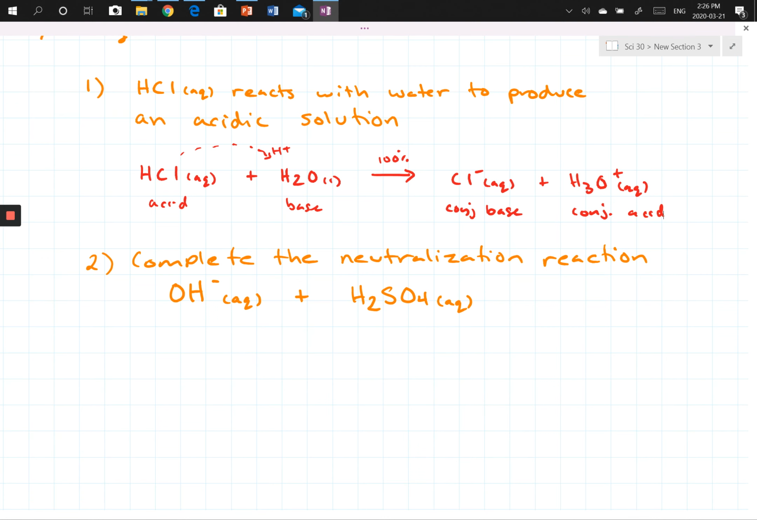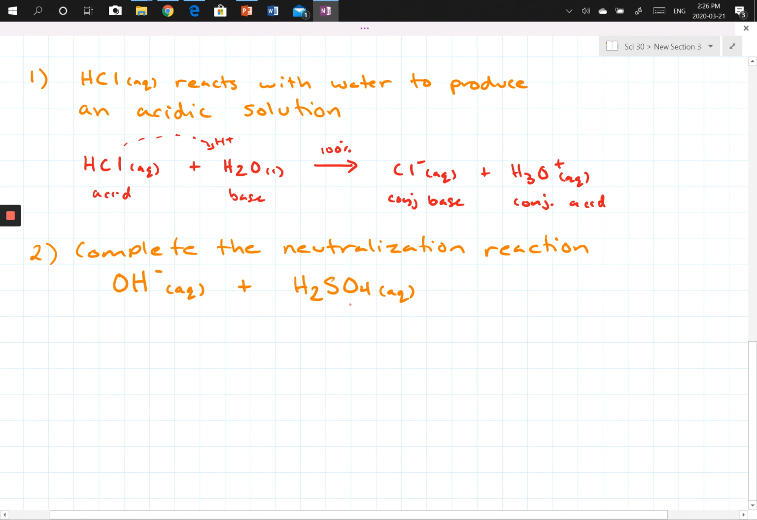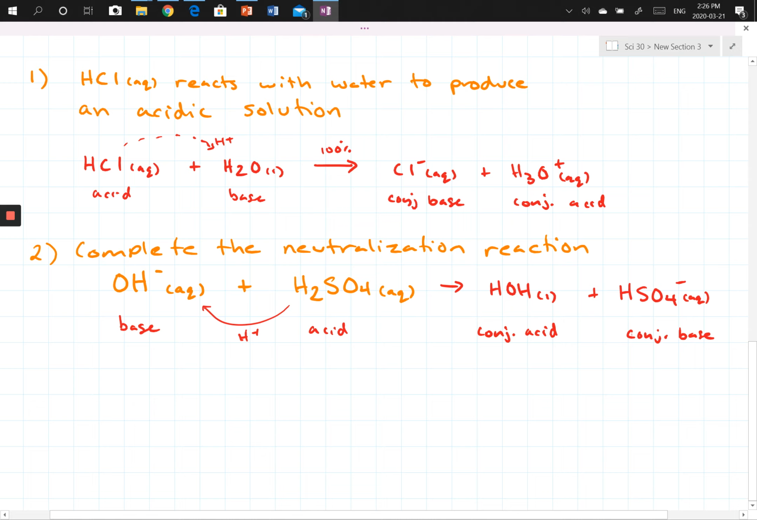Here's a neutralization. I want you guys to complete this. We got hydroxide here. We have sulfuric acid. These are both strong, so I'm going to put the single arrow here. This is your base. Hydroxide is always going to be a base. This is your acid, so we're going to get a hydrogen ion being donated by the acid to the base, and we're going to end up with HOH, which of course is water, and we're going to end up with HSO4 negative, okay, which is going to be our conjugate base, and this is going to be our conjugate acid. Okay, so there's your Bronsted-Lowry review. Good luck, you guys.